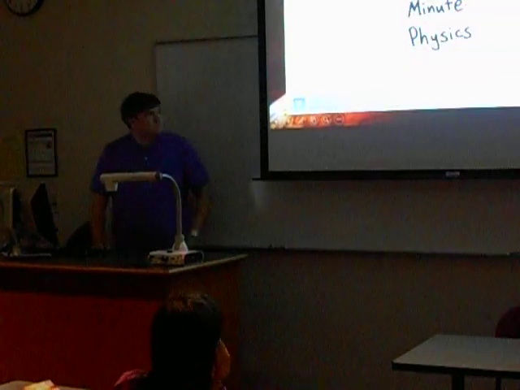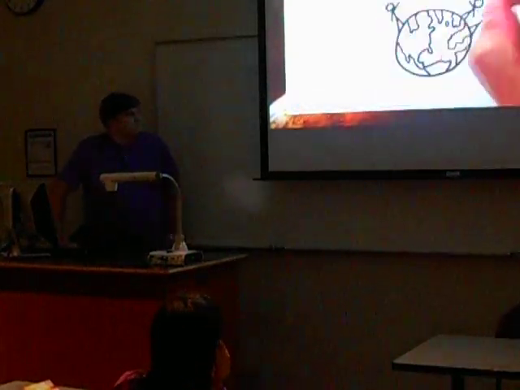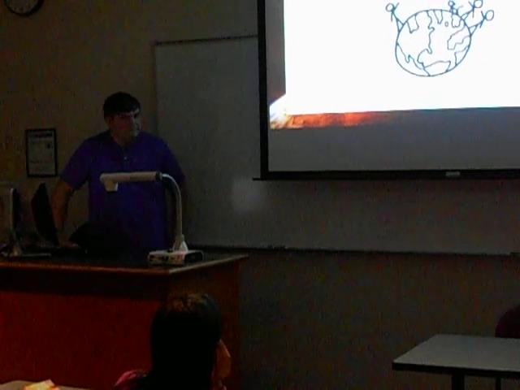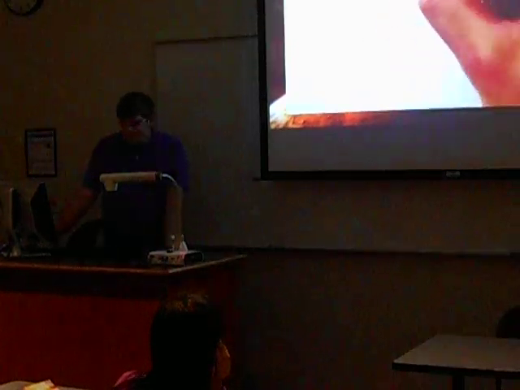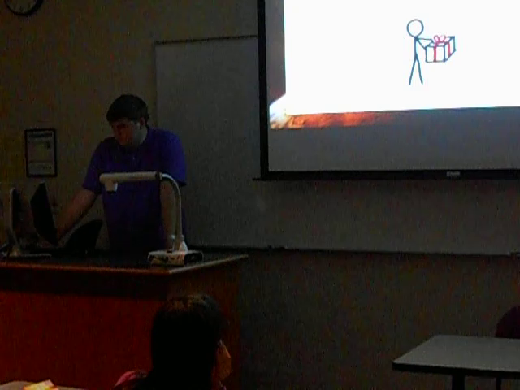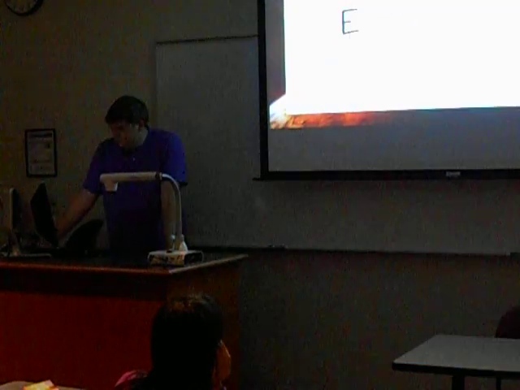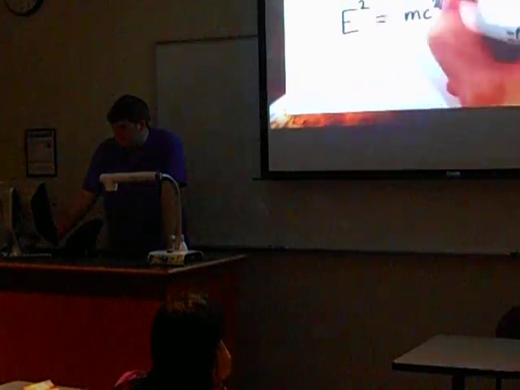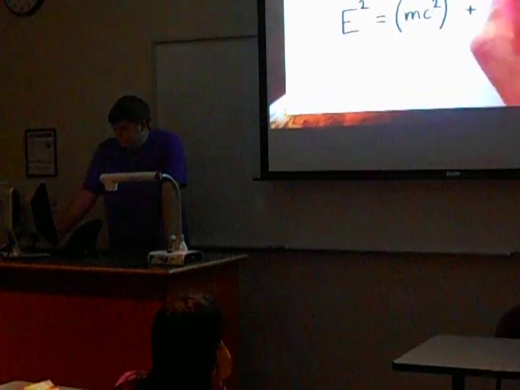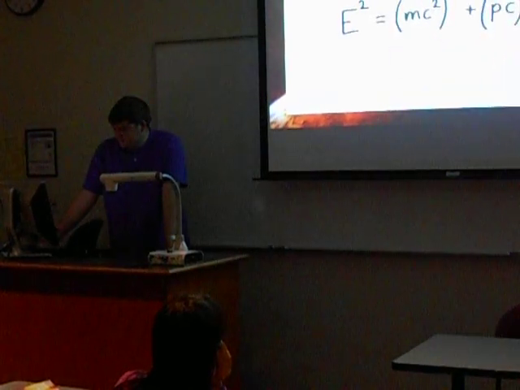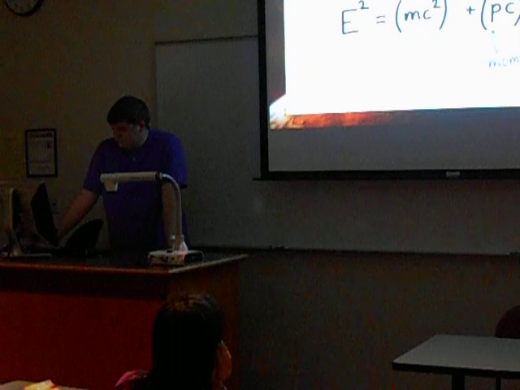E equals mc squared may be the most famous equation in the world, but what you might not know is that it isn't the whole story. It just describes objects that have mass and that aren't moving. The full equation is E squared equals (mc squared) squared plus (p times c) squared, where p represents the momentum of the object in question.